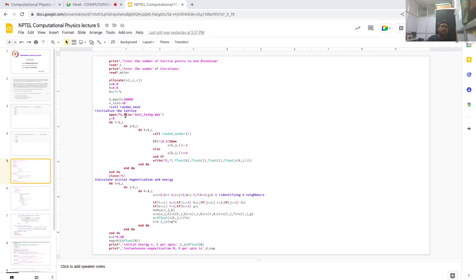Then I just multiply all of those spins by my spin under consideration, and then I multiply that by J. This way I can calculate the initial total energy of the system.